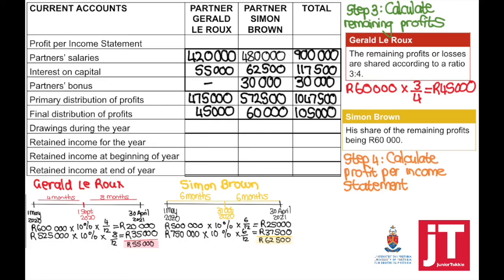Step number 4, calculate the profit per income statement. To calculate the profit per income statement, we have to take our primary distributions of profits plus final equals the profit per income statement. To calculate the total net profit for the year, we can take profit per income statement, Gerald, plus Simon, or we could have said the primary plus final. It should give us exactly the same answer.